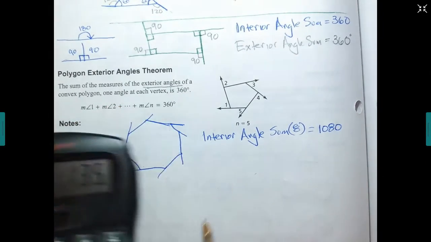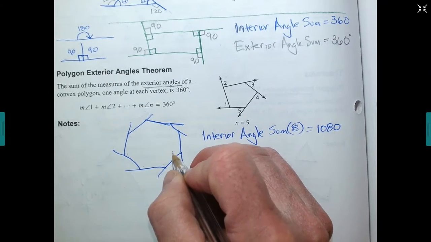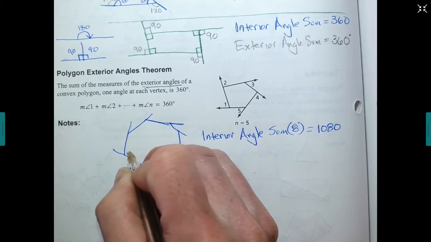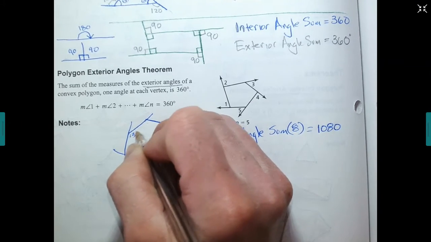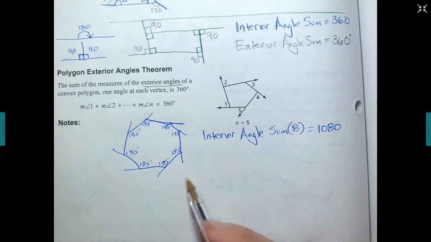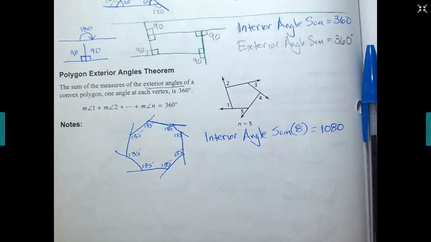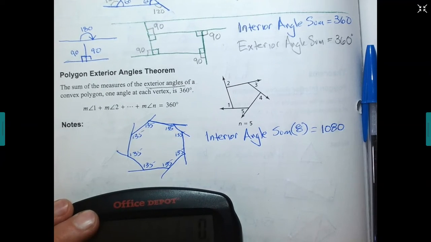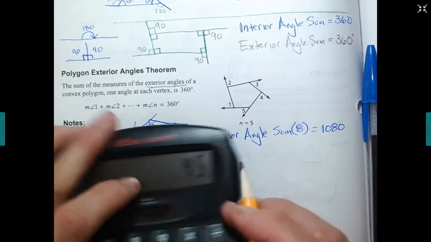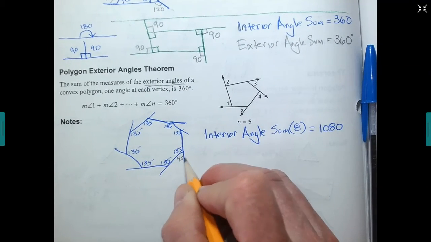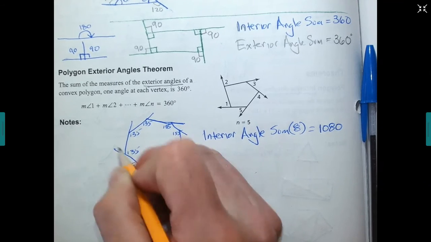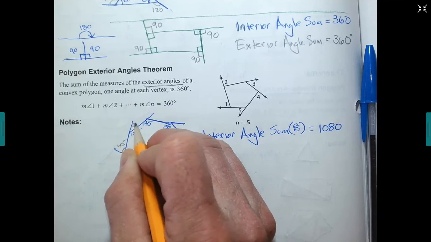So that means that each inside angle is 135. So this is 135, 135, 135, like that, right? Each one of these is 135. Now, what are these outside numbers? Well, it's going to be 180 minus 135, so 45. So my angle here is 45 degrees, and then 45 degrees, and then 45 degrees, all the way around.